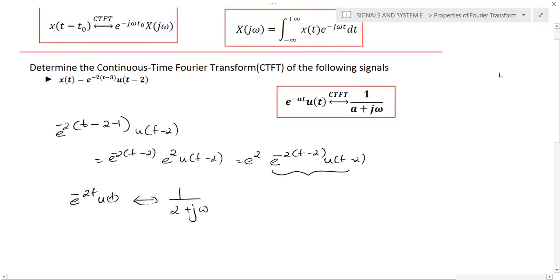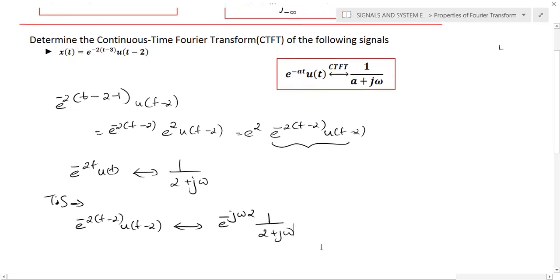And now we can apply the time shifting property in this particular case. If you apply the time shifting property of continuous time Fourier transform, e raised to minus 2 t minus 2 into u of t minus 2 becomes e raised to minus j omega t0. In place of t0, it's 2. So you can write e raised to minus j omega 2 into 1 by 2 plus j omega.